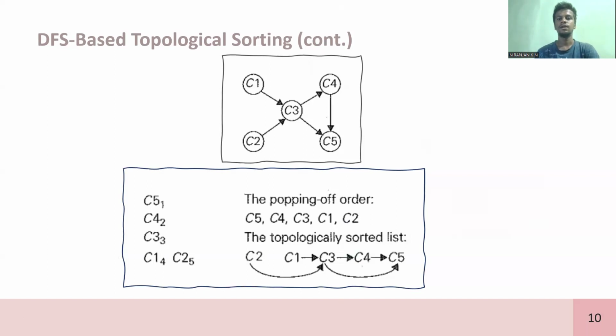So we arrange the dead end elements like C5, C4, C3, C2 and we get the topological sorted list as C2 to C3, C1 to C3, and C3 to C4, and C4 to C5, and so on, C3 to C5.